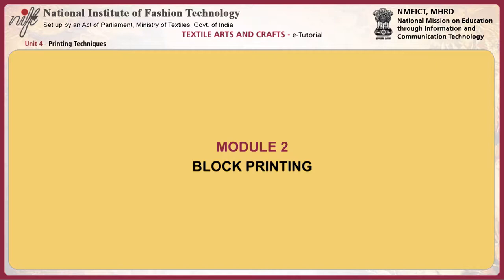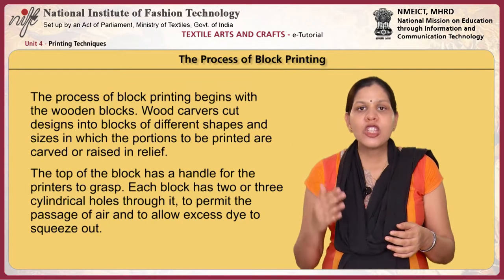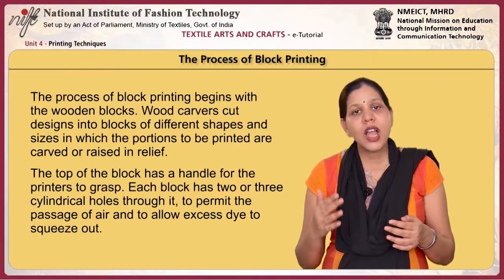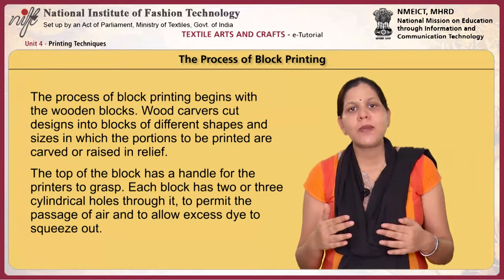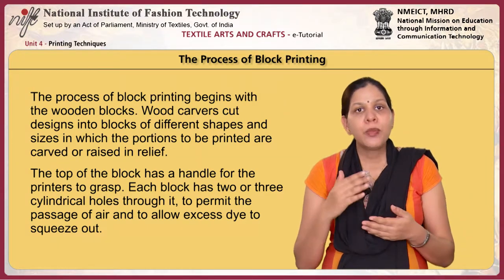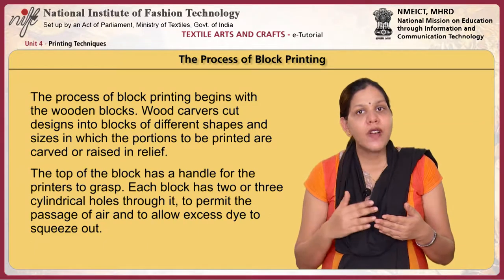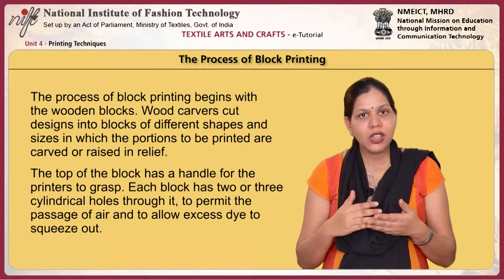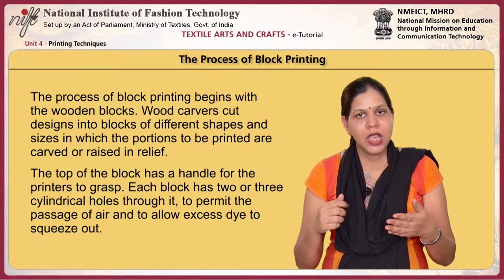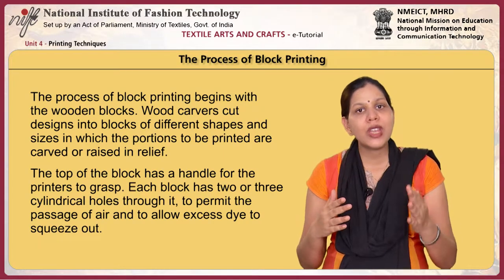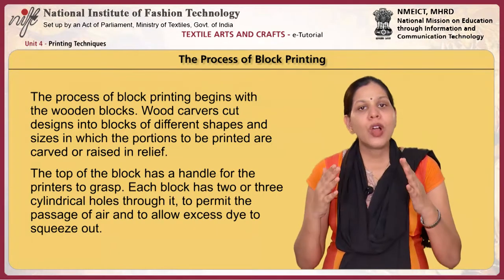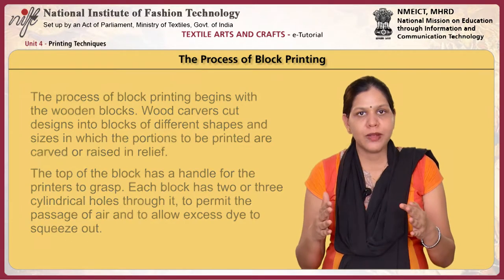This module gives an overview of the block printing technique. The process of block printing begins with the wooden blocks. Wood carvers cut designs into blocks of different shapes and sizes in which the portions to be printed are carved or raised in relief. The top of the block has a handle for the printers to grasp. Each block has two or three cylindrical holes through it to permit the passage of air and to allow excess dye to squeeze out.